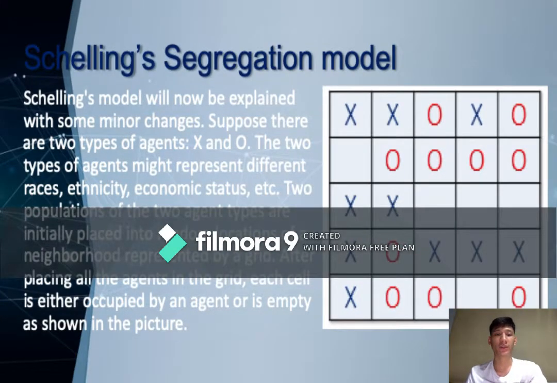Schelling's model will now be explained with some minor changes. Suppose there are two types of agents, X and O. The two types of agents might represent different races, ethnicity, economic status, etc. Two populations of two agent types are initially placed into random locations of a neighborhood represented by a grid. After placing all the agents in the grid, each cell is either occupied by an agent or is empty, as shown in the picture.